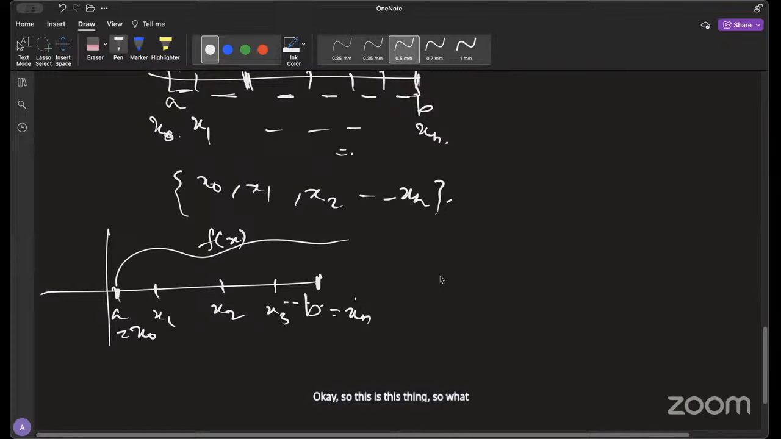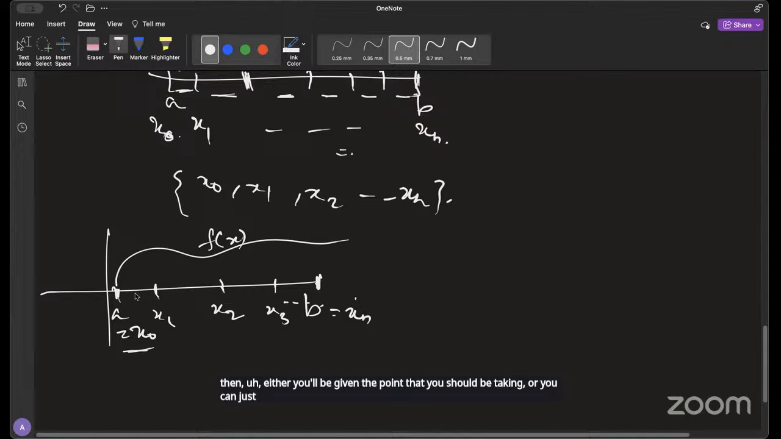So what you do in the Riemann sum, so the Riemann sum basically depends on the partition, and the other thing it depends on is the point that you're choosing from each interval. So if this is an interval given to you, then either you will be given the point that you should be taking, or you can choose one, because corresponding to every choice you get a different Riemann sum. So let's just say that your intervals are fixed now. This is one interval, the second one, and then third one, and so on. Still your Riemann sum is not fixed.